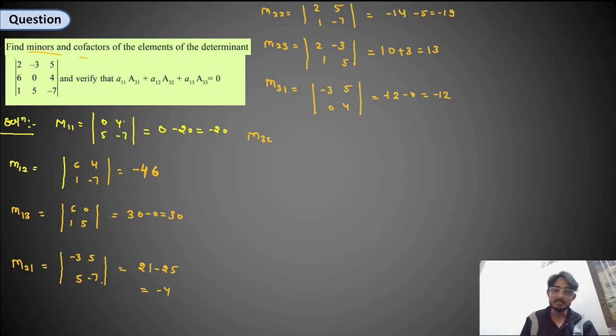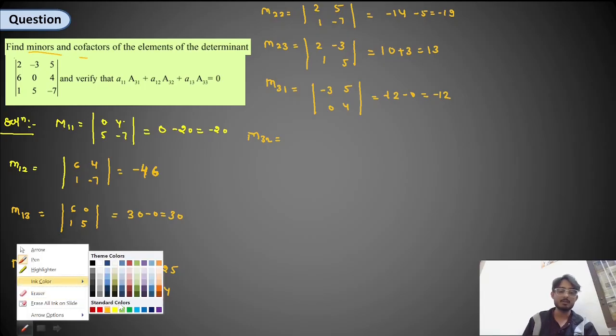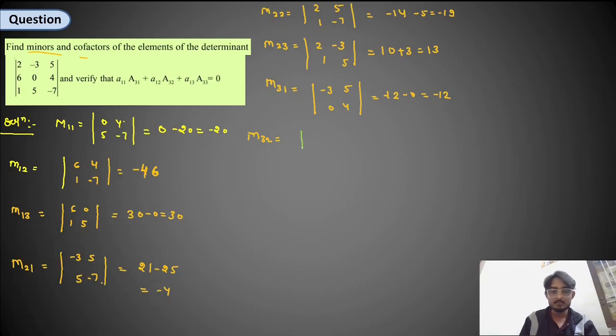Okay. Now M32. M32 means eliminating the third row and second column. When you eliminate the third row and second column, we will get 2, 6, 5, 4. 2 fours are 8 and 6 fives are 30. 8 minus 30 equals minus 22.